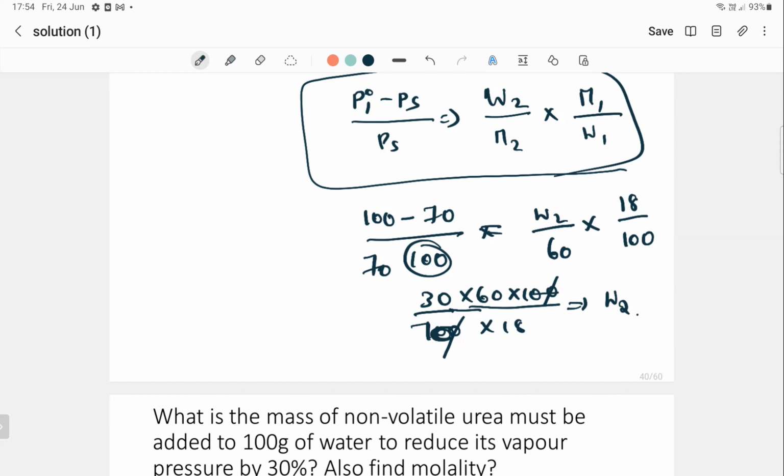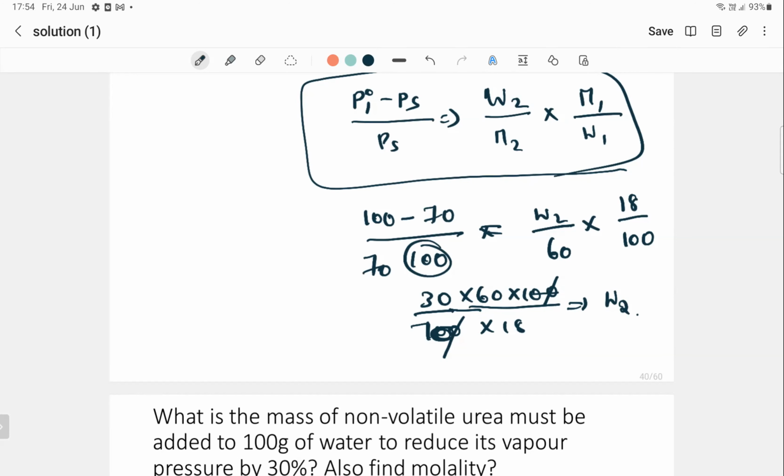Shall we move to the next one? Everyone clear with this one? Why are we using this formula? When a solvent is present in maximum quantity, we can't neglect that. So we are using this formula and we are applying the answer. Clear?